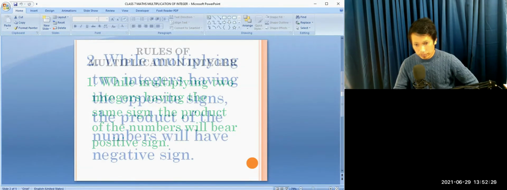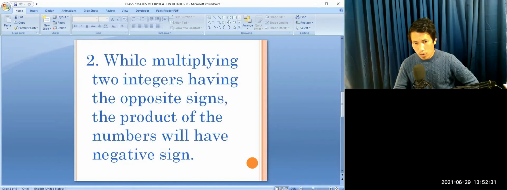Rule number two states that while multiplying two integers having opposite signs, that is, one having a positive sign and the other having a negative sign, the product of the numbers will always have a negative sign.